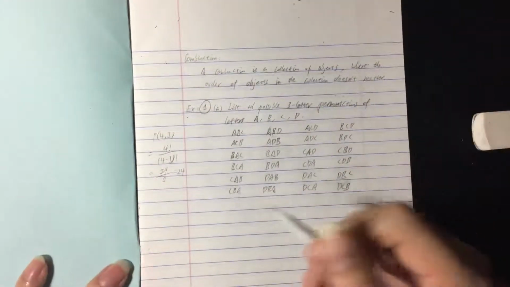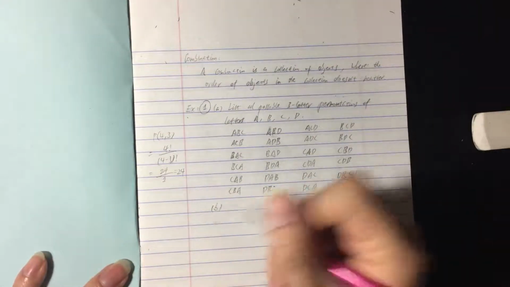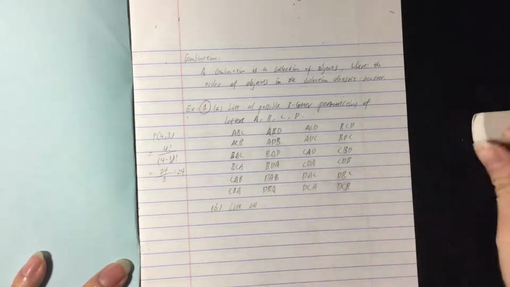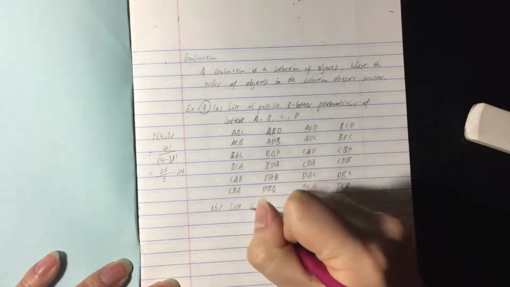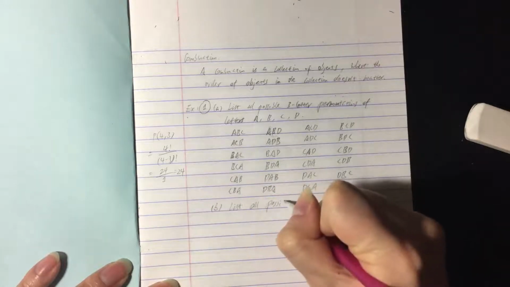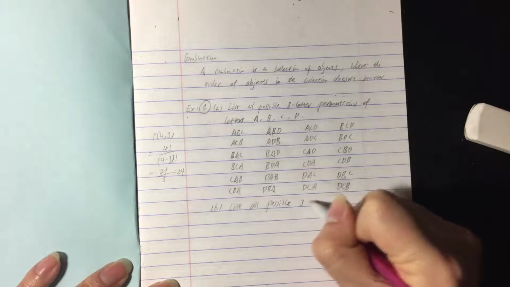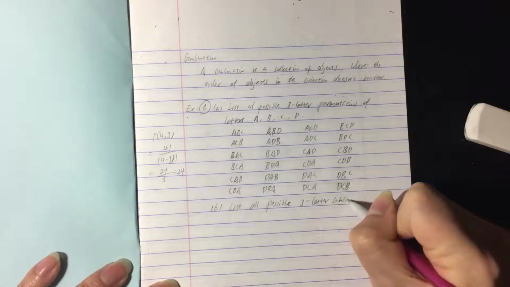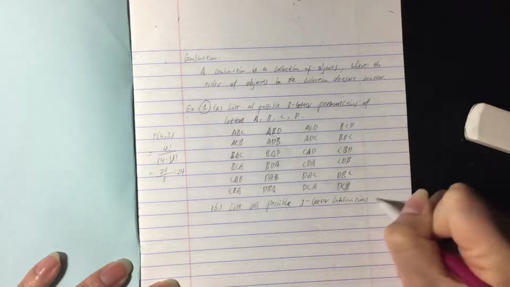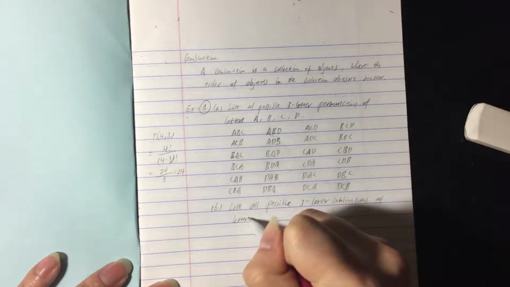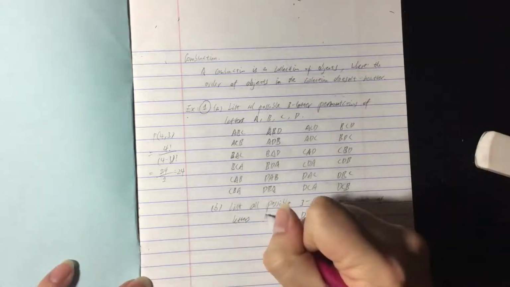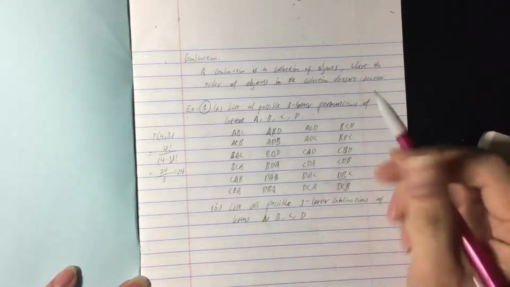How does the combination look? Part B. Let's list all possible combinations. List all possible 3-letter combinations of letters A, B, C, D. For combination, the order in the collection doesn't matter.